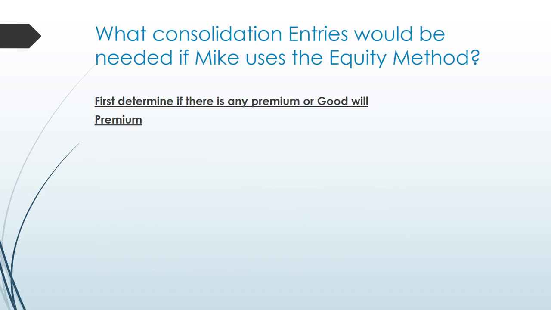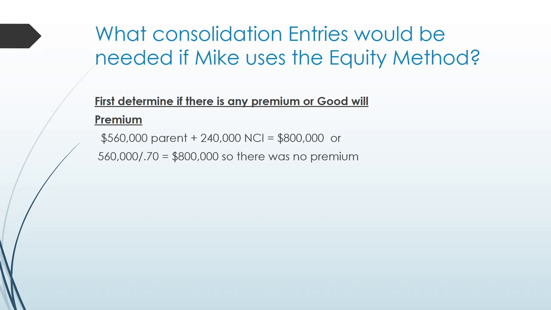First, what we want to determine is, was there a premium on this purchase, and is there any goodwill? We'll start with a premium. We're going to take the $560,000 that the parent paid plus the fair market value of the non-controlling interest equals $800,000. And then we're going to compare it to $560,000, which is what the parent paid, divided by their share to get 100%, which is $800,000, which means there is no premium since these two numbers are the same.